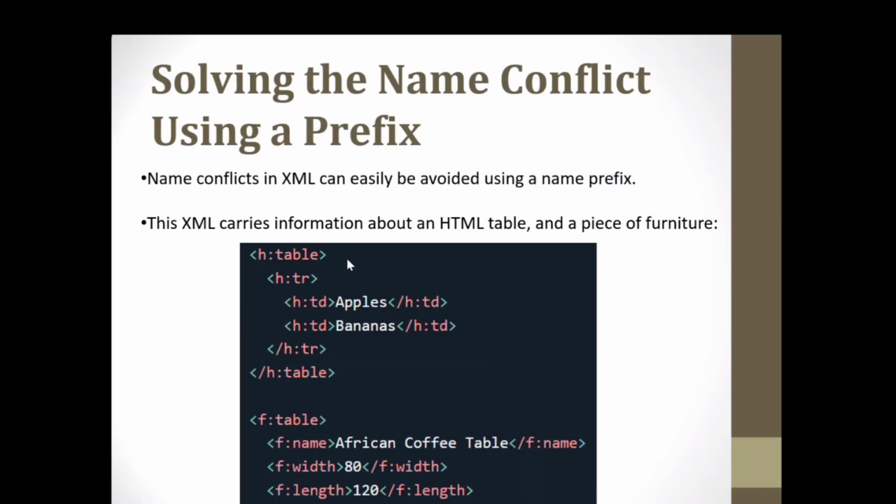We can use a prefix like this. All of these table tags and child tags use prefix h. Here we have used prefix f. By this we can differentiate this table tag from the other table tag, right? So for that we are using a prefix.